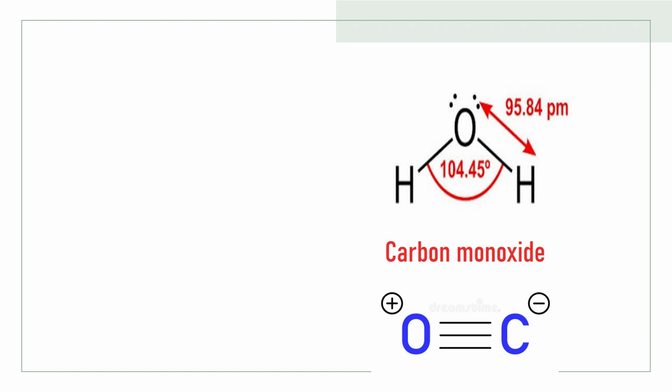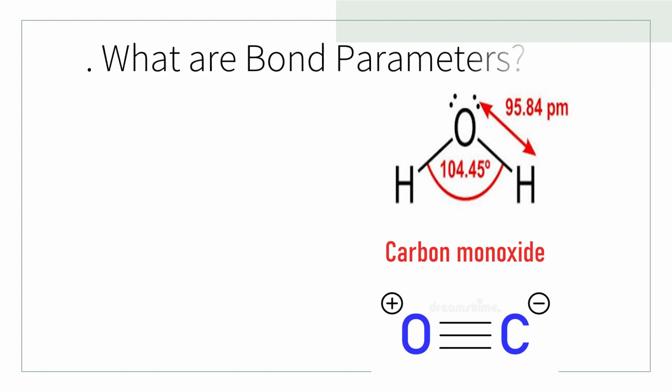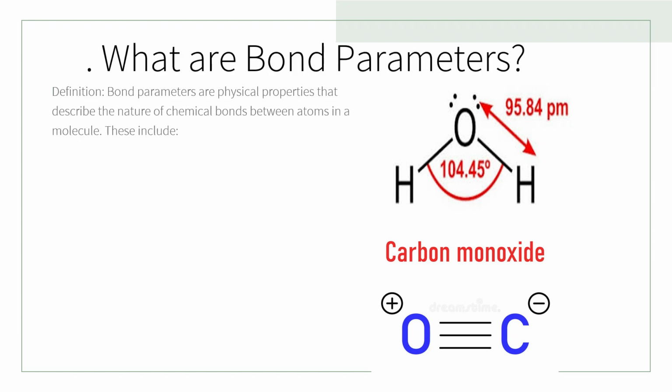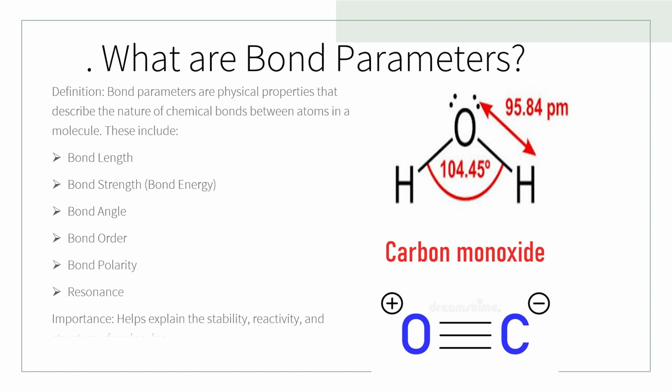So, what are bond parameters? Bond parameters are physical properties that describe the nature of chemical bonds between atoms in a molecule. By using these bond parameters, we can understand the nature of that chemical bond, and they are also useful to know the stability, reactivity, and structure of molecules. These bond parameters include bond length, bond strength, bond angle, bond order, bond polarity, and resonance. Now let's see these bond parameters one by one.